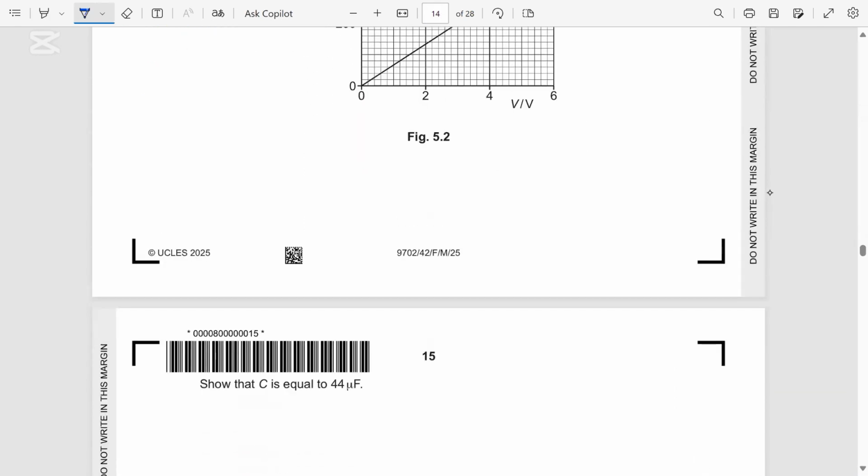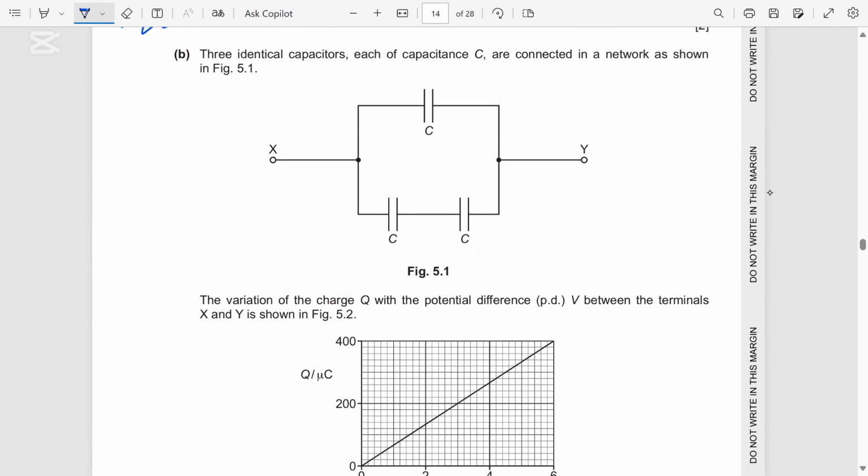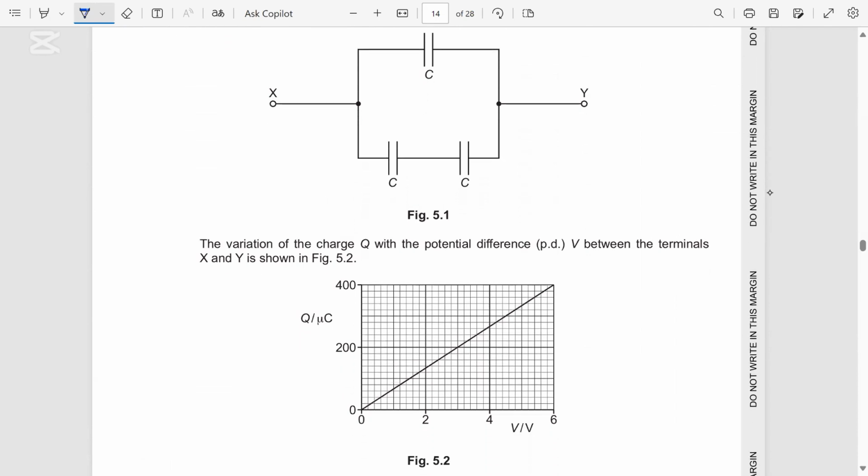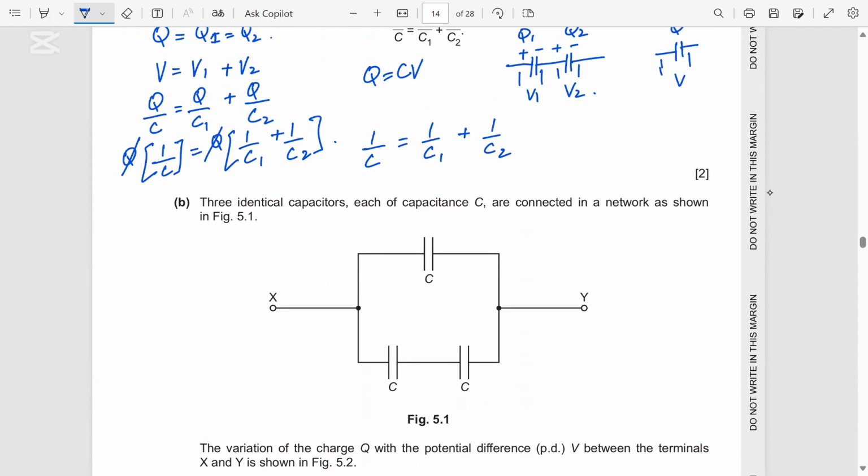In this question, you have to realize here that the gradient of the QV graph will give you the capacitance of the entire network. You know that Q is equal to CV, so Q over V is equal to C. So if you look closely here, this is C. These two capacitors are here in series. So the capacitance here for this and this is going to be half C, because 1 over C is 1 over C plus 1 over C. And the total capacitance for both of these is going to be C over 2 if you take the reciprocal. This is C over 2, the total capacitance of both of these, right?